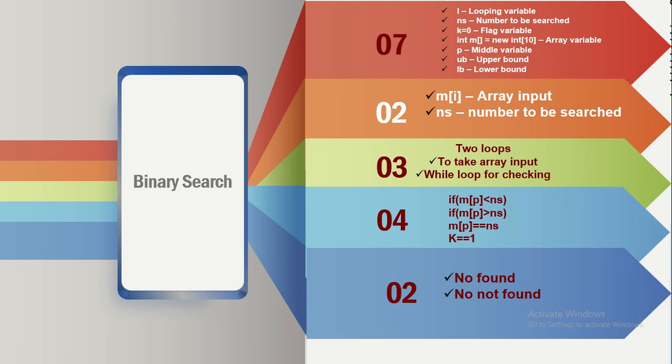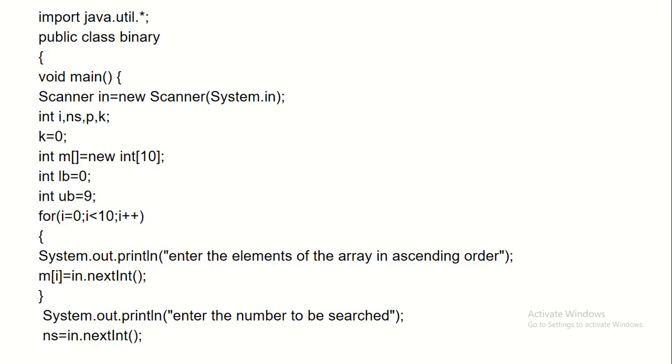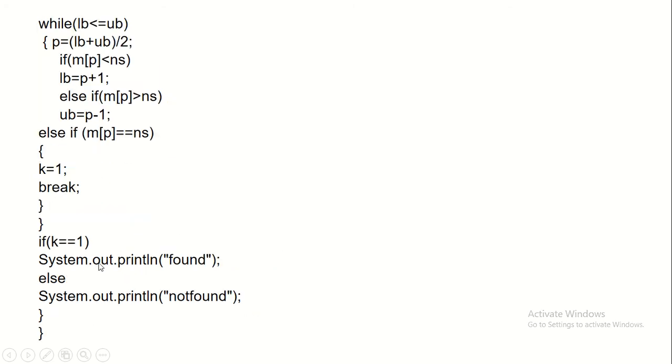Please go through this very well, so that you can write the program or understand the program very well. Coming to the program, you can see i is the looping variable, n is the number to be searched, p is the middle element, and k is the flag variable. Initially k is equal to 0, and m is the array variable. Lower bound is 0 and the upper bound is 9. Here I've used a while loop.